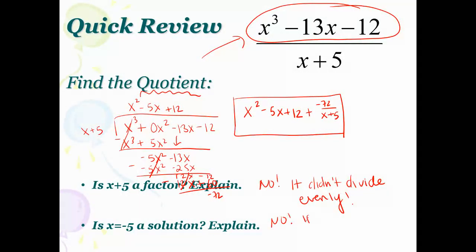If x plus 5 is not a factor, x is not going to equal negative 5. Okay? So it's not one of my zeros. So that's what you learned in class.